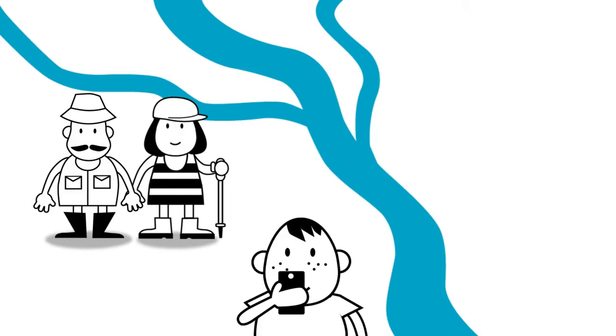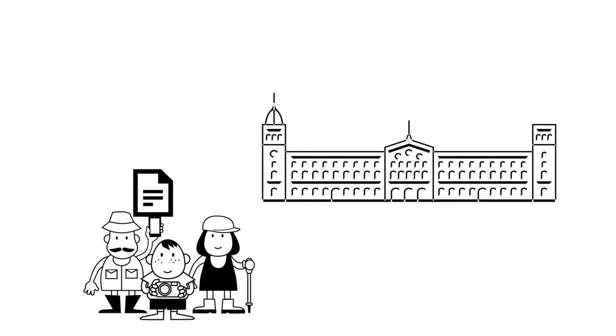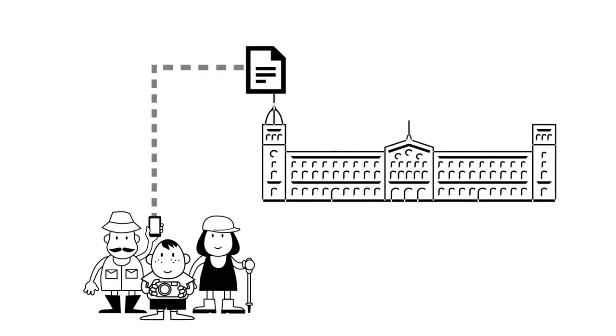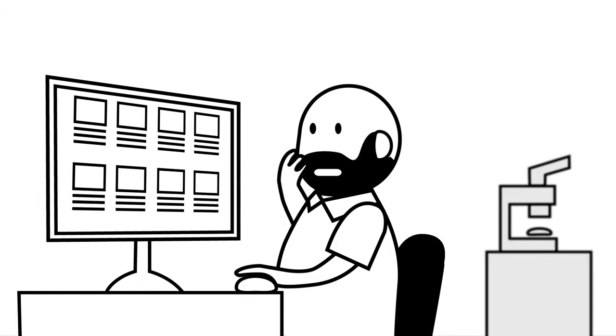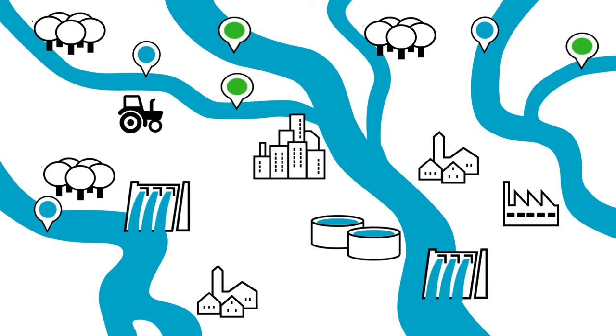The last thing we have to do is to send the results. They are stored in a computer managed by a research team at the University of Barcelona. Before publishing them, researchers validate the received data. These data are useful to elaborate maps of the quality of rivers.